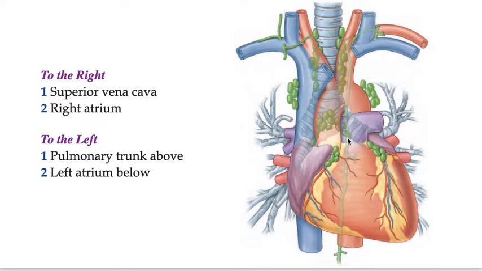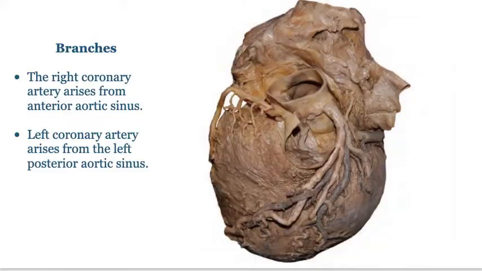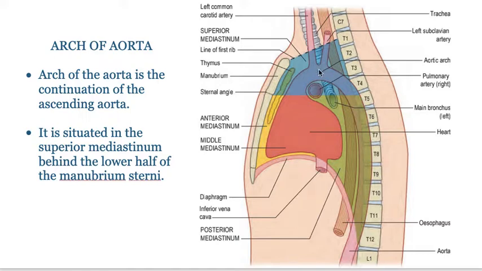To the right side, superior vena cava and the right atrium. On the left side, pulmonary trunk above and left atrium below. Branches: the right coronary artery arising from the anterior aortic sinus, and the left coronary artery arising from the left posterior aortic sinus. The arch of the aorta.